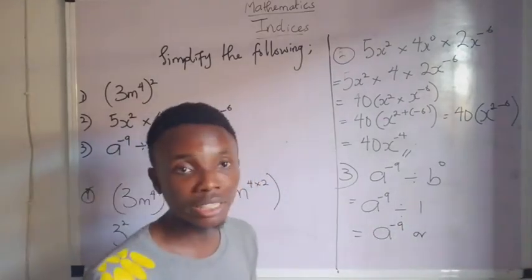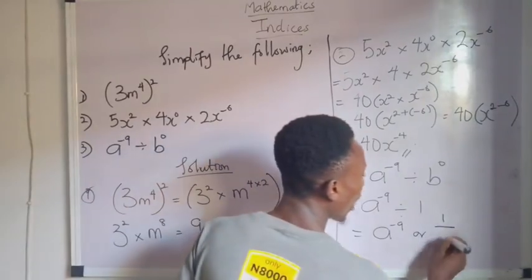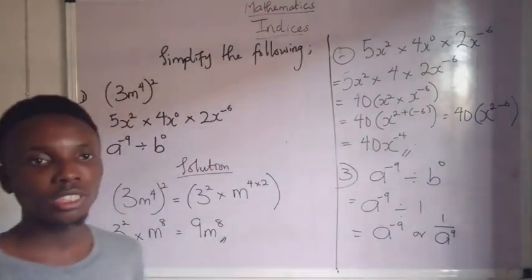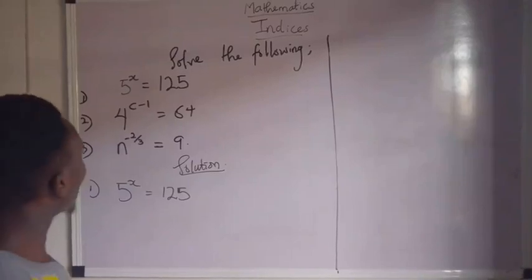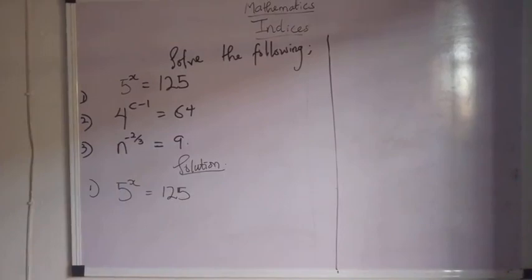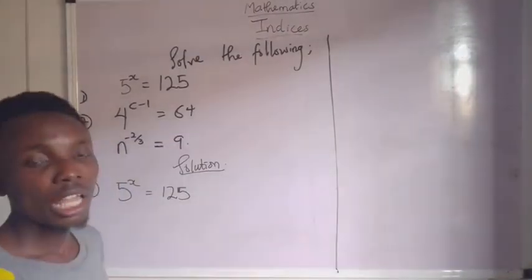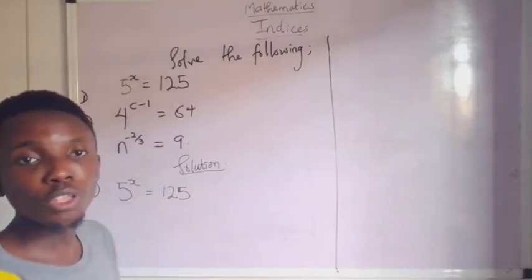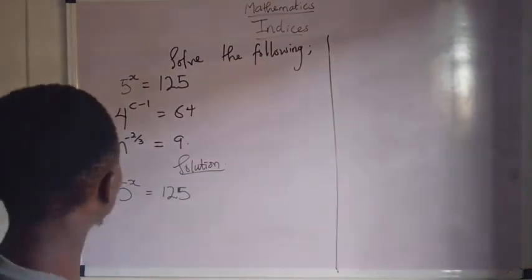Or another way of writing it is 1 over a raised to power 9. Check your laws of indices. Now we'll be solving these equations on indices. Now this is the trick, or the simple thing to note, behind questions on indices.